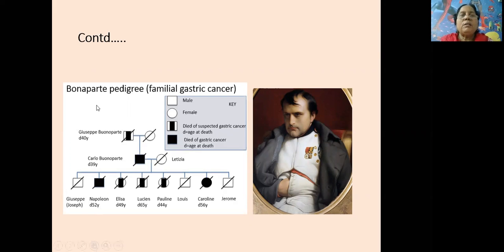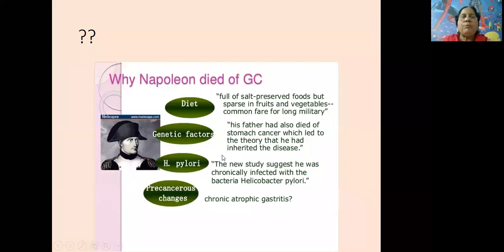So he is Napoleon Bonaparte, and he died of gastric cancer. His father also had similar symptoms, maybe suspected gastric cancer. And this is a pedigree. Another person in his family also died at 56 years. So from this, what do we learn?